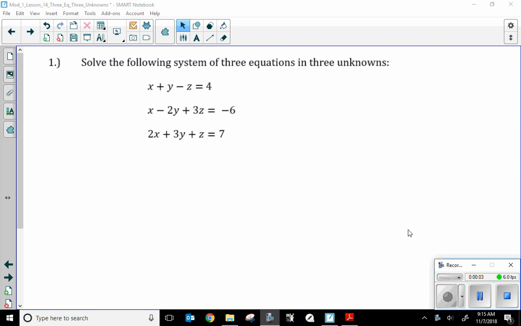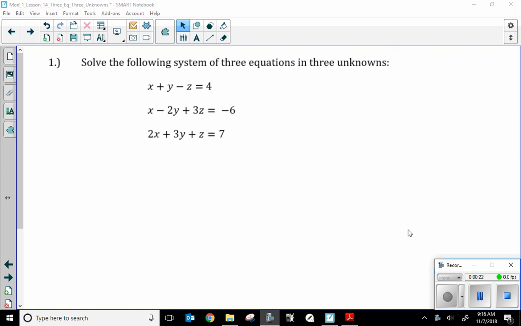Welcome to Unit 1, Lesson 14. We are going to be doing 3 equations with 3 variables in them, okay? In the past, we've done 2 equations with 2 variables, and now we're doing 3 equations with 3 variables.